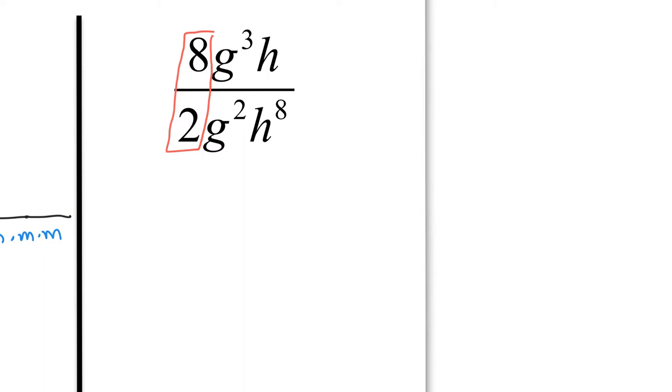Let me just write it down so you can see it here. 2 goes into 8 4 times, and 2 goes into 2 1 time. But guess what? That 1 on the bottom, we don't need it, because any 1 on the bottom of the fraction, you don't need it. You can have it as an invisible 1. But we do have more bases. So let's look at the next base, which is the variable g. Now we do have a g to the third and g squared. G to the third on the top, g squared on the bottom. Where's the highest exponent? On the top.